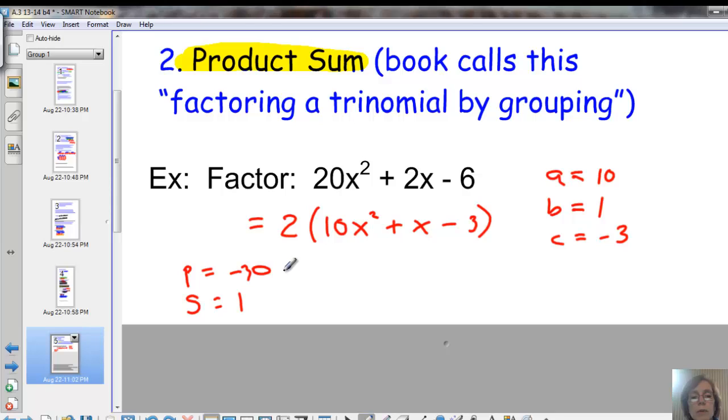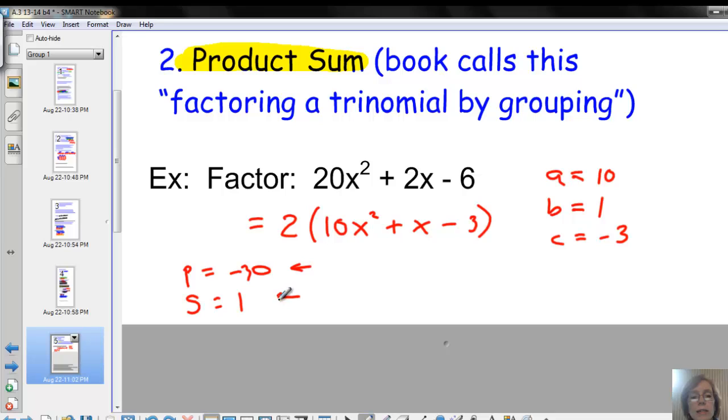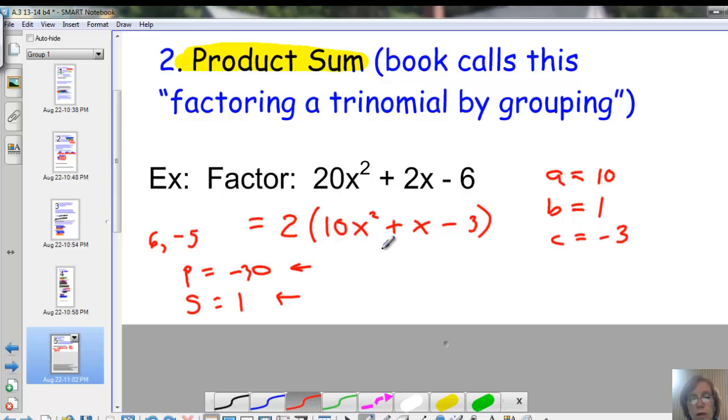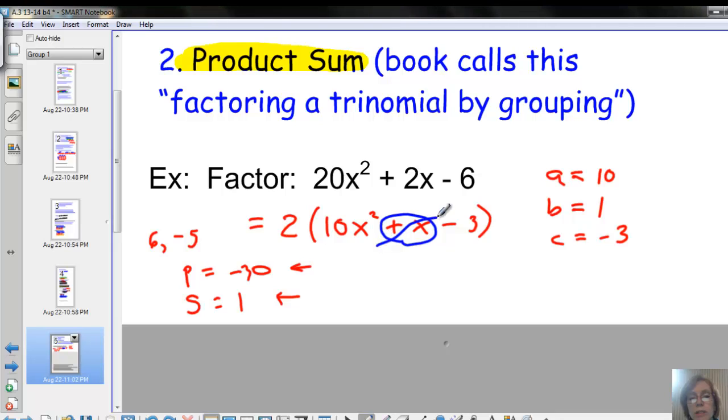So here's the name of the game. You're looking for two numbers that multiply together to give you that product, but they add to give you that sum. So what two numbers multiply together to give you -30 and add up to 1? That would be 6 and -5. So those are the two numbers that you would want, right? And so what we're going to do is take out this middle term here, and we're going to replace it with a 6x and a -5x, because those will add up to the 1x that we had here.